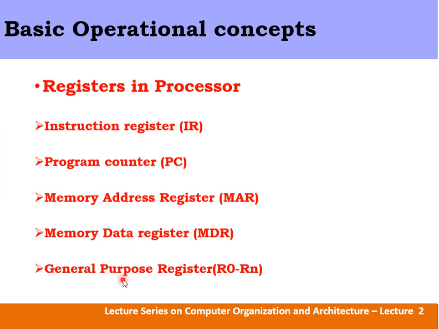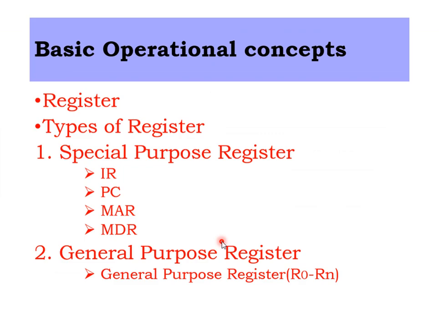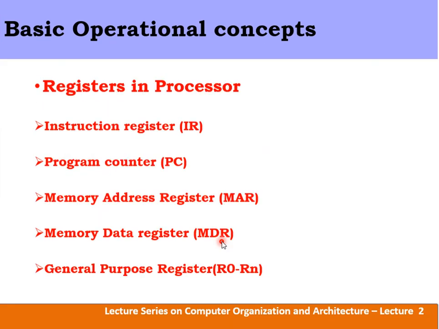Last is the general purpose register. There will be a certain set of general purpose registers. You can see here we have n GPRs. GPR stands for general purpose register: R0, R1, and so on. There will be a certain set of registers which can be used for general purpose sake. There is no specific operation; they can be used for any purpose. Mainly, a register is used as a storage device. They are not dedicated ones. That is called a general purpose register.